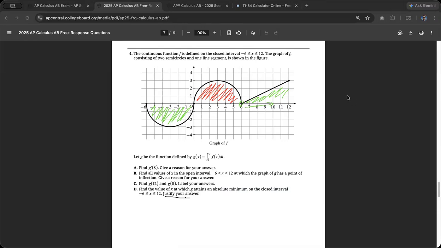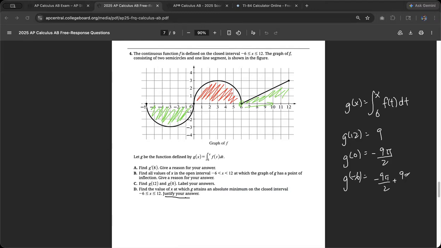So we're going to say this function, g of x, is equal to the integral from 6 to x of f of t dt. Now, we already did find g of 12, right, which was our 9. We also have g of 0, which is our -9 pi over 2. Okay? If we go all the way down to -6, sorry, then we would go -9 pi over 2 plus 9 pi over 2. So that's actually equal to 0. So therefore, our most negative is going to be this. All right?